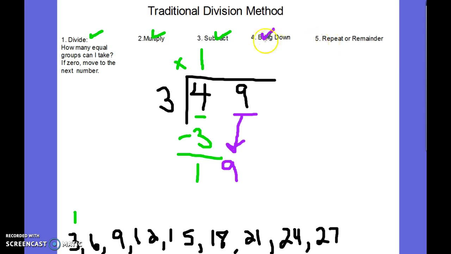Because I brought down that 9, now I need to repeat. So I'm going to go all the way back to divide again. So now I'm going to see 19 divided by 3. So how many groups of 3 can go into 19?